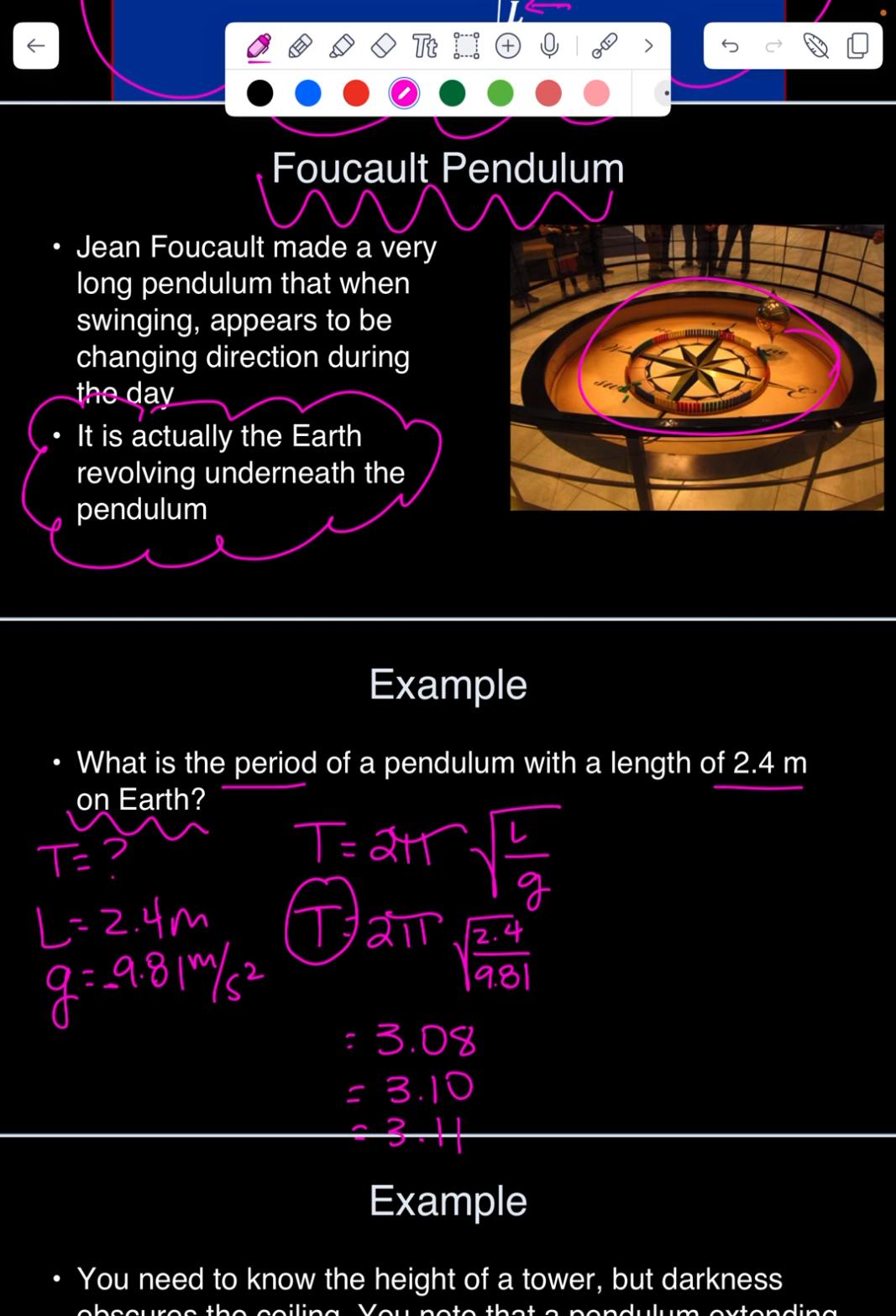All right, all of those are super close together. If we just got one single decimal for all of those, it would be 3.1 seconds. All right, so time period is a measurement of time, so it's always going to be in seconds. So what this is telling us is that this particular pendulum with this particular length will complete one cycle every 3.1 seconds.